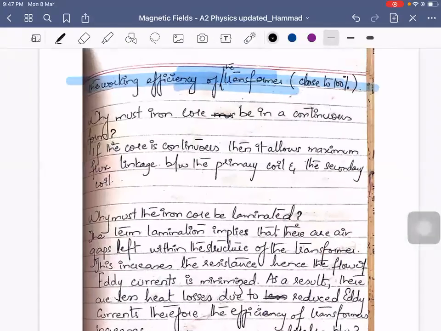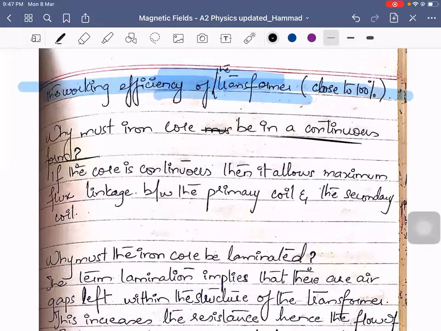Why must the iron core be in a continuous form? If the iron core is continuous, it allows maximum flux linkage between the primary and secondary coil.